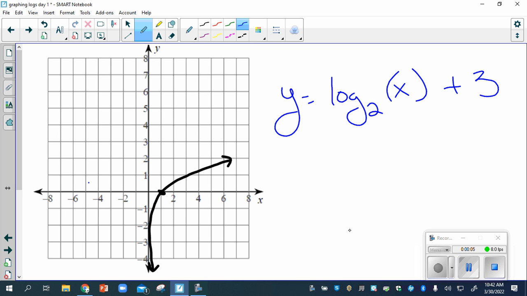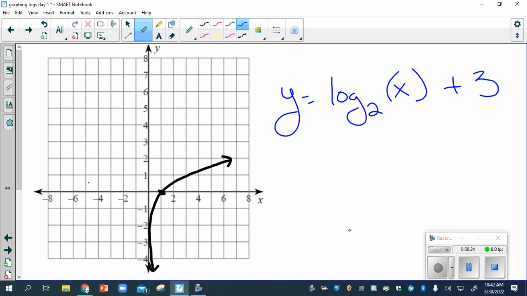Okay, so this is our home graph, and we're going to shift this guy. Are we going to shift it? Now, this is a trick question. Up and down or side to side? What do you think? Up. Good, because it's not in the parentheses, right? So we're going to shift this baby up.